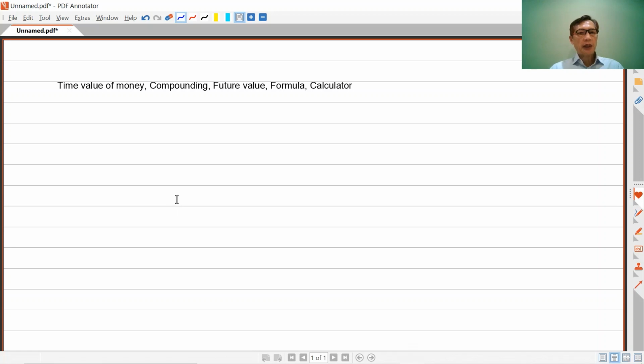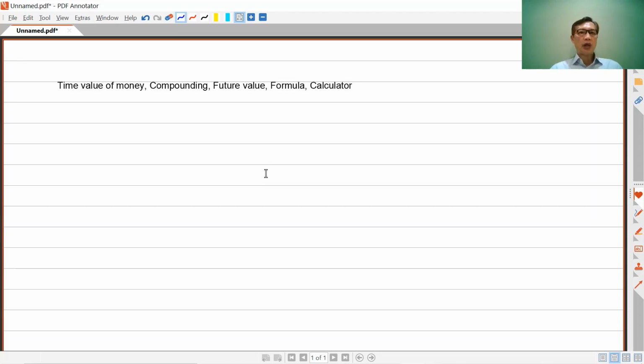Okay, I will try to explain what is the time value of money, compounding, and future value, and we will try to derive a formula for calculating the future value. At the end, I will also show you how to use a calculator. Let me start with giving an example.